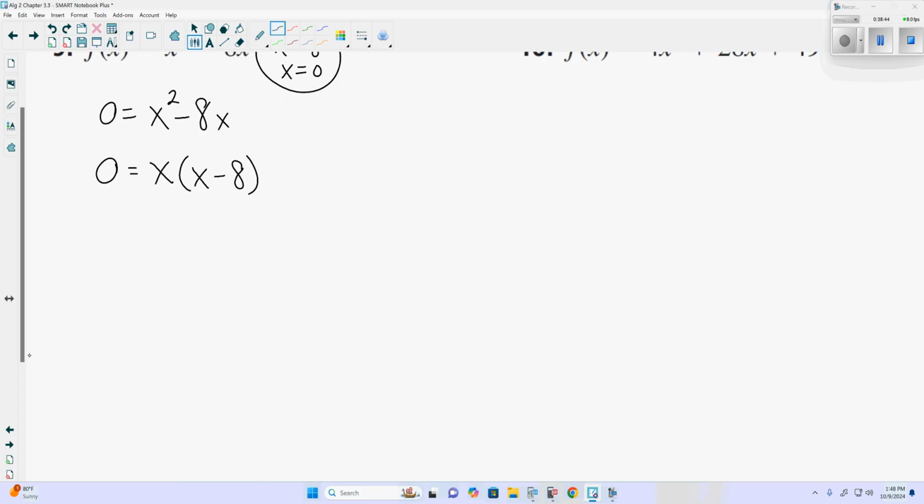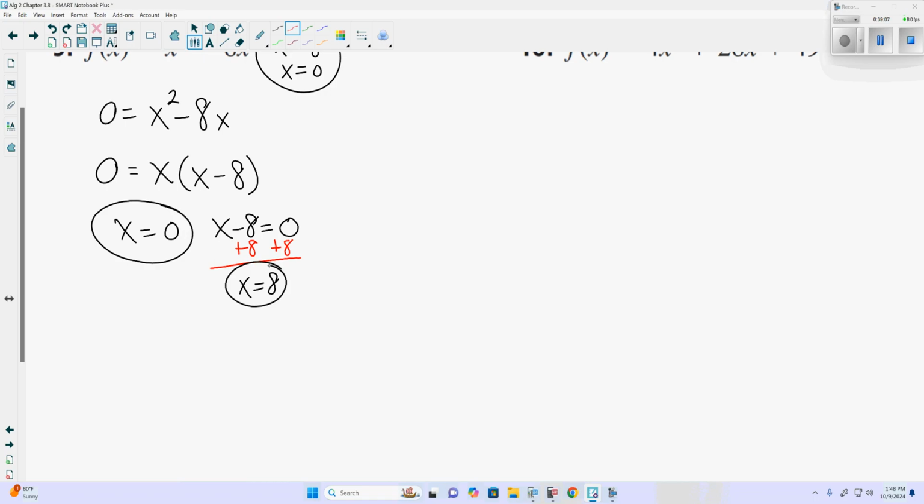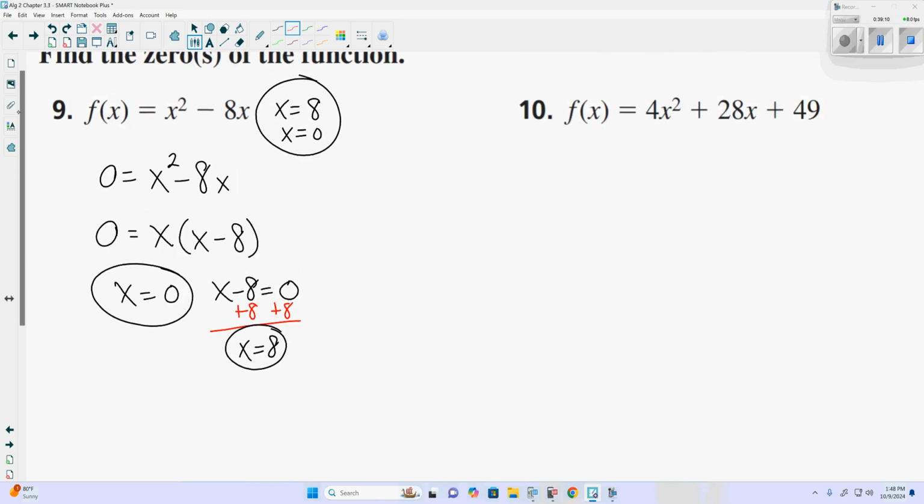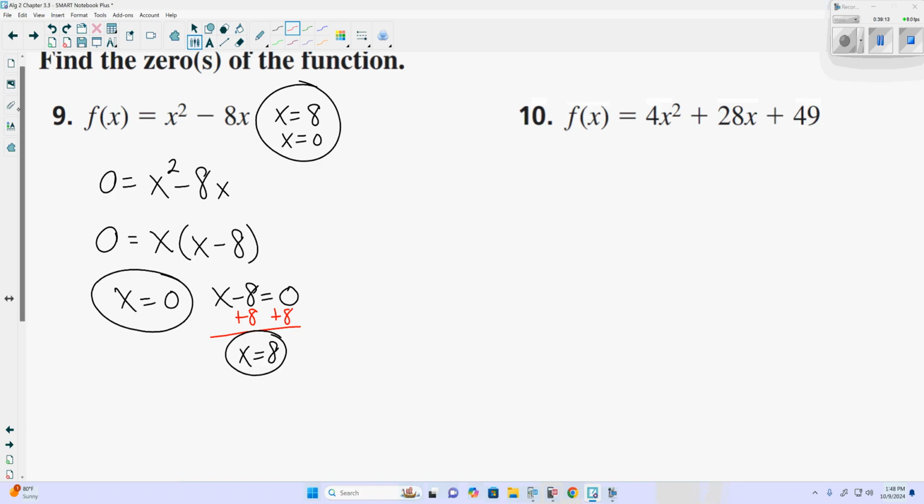Now we do have two things multiplied together that equal 0. So either x minus 8 equals 0 or x is equal to 0. Right by itself, so x is 0. x minus 8 equals 0. We can solve this by adding 8 to both sides, so x is equal to 8. We got both of those by factoring. Questions on this here? We ready for the last one?